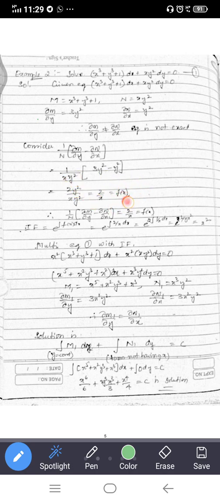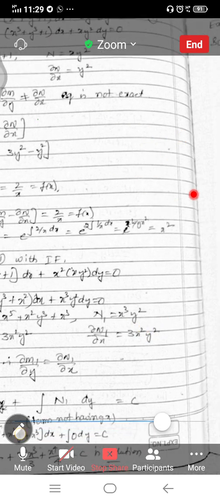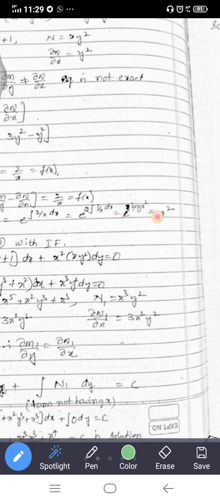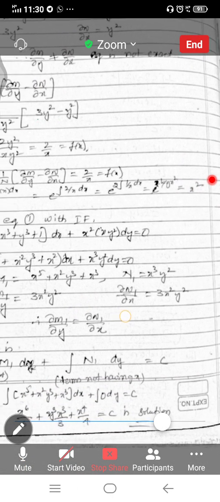So if it is a function of x, we have to calculate the integrating factor as e power integral of f of x dx. So what is f of x value here? 2 by x. e power integral of 2 by x. 2 is constant, take outside. Integral of 1 by x is log x. And again, using the logarithmic formula, this can be written as e power log x square. e and log are getting cancelled. We are left with only x square.